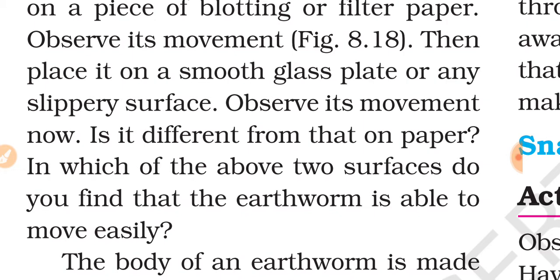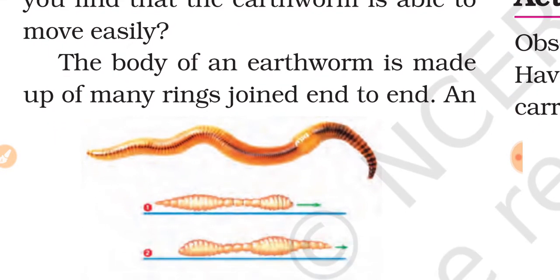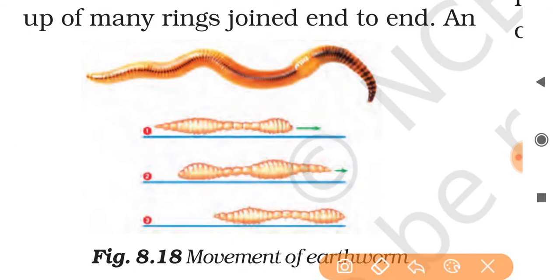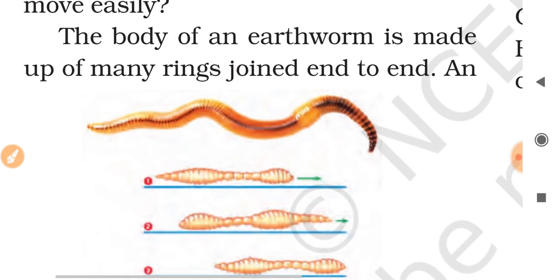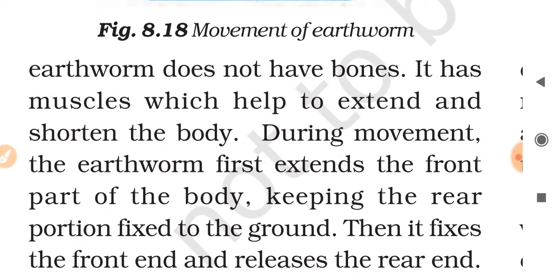In which of the above two surfaces do you find that the earthworm is able to move easily? The body of an earthworm is made up of many rings joined end to end. If you see the movement of an earthworm, this is the structure of an earthworm. An earthworm does not have bones. It has muscles which help to extend and shorten the body.